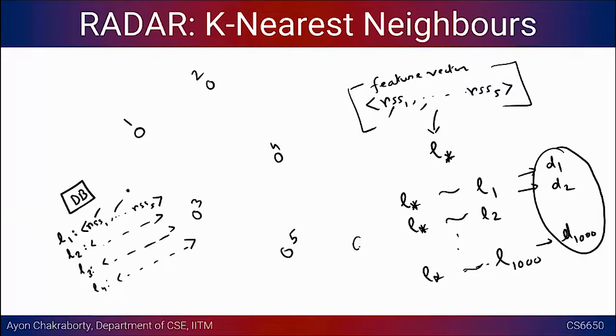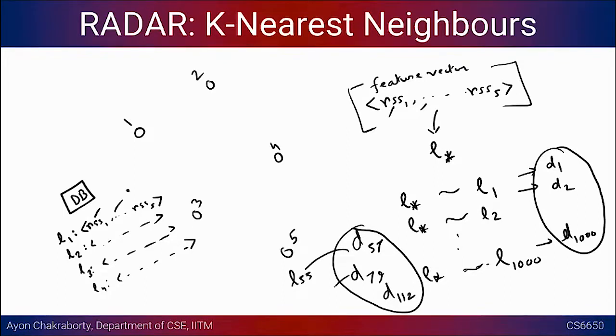Let's say D57, D79, and D112 are the 3 nearest neighbors, and the locations associated are L57, L79, and L112. In the Cartesian coordinate space, you take their x and y values. You can simply average them and figure out the location.